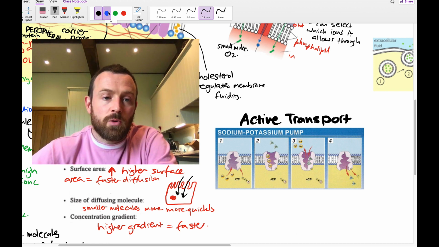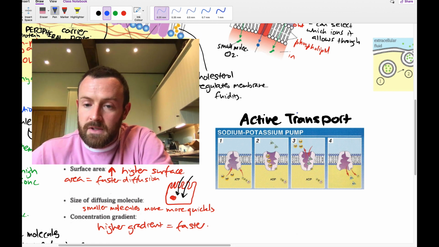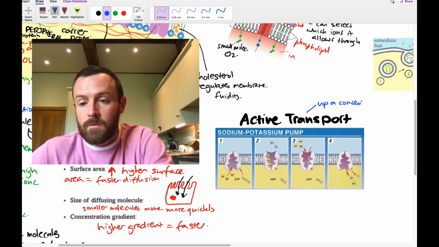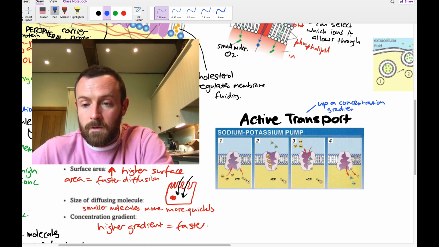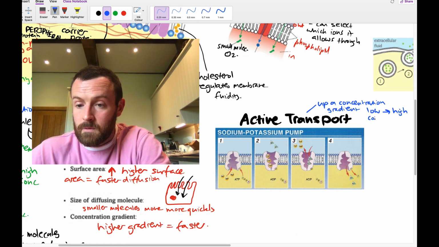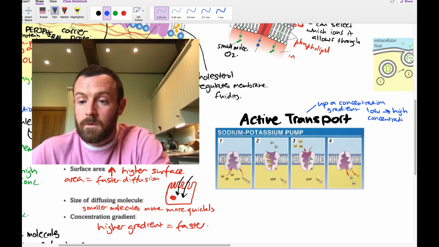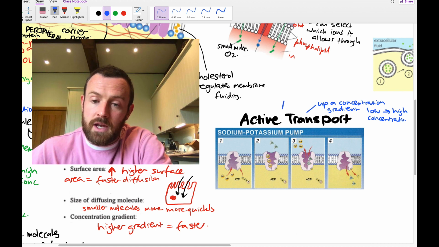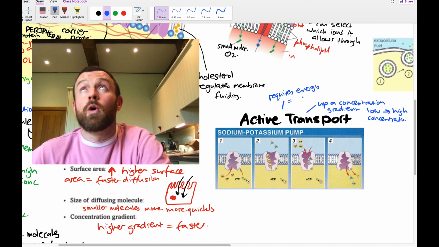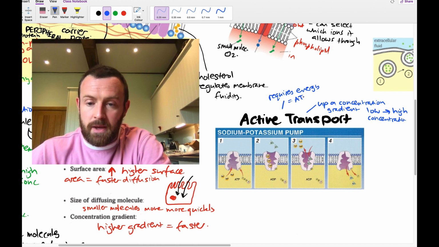Okay, so active transport, let's contrast it with what we just looked at. Active transport goes up a concentration gradient. That means we're moving something from low to high concentration. And what else? It requires energy. And that is generally in the form of ATP.